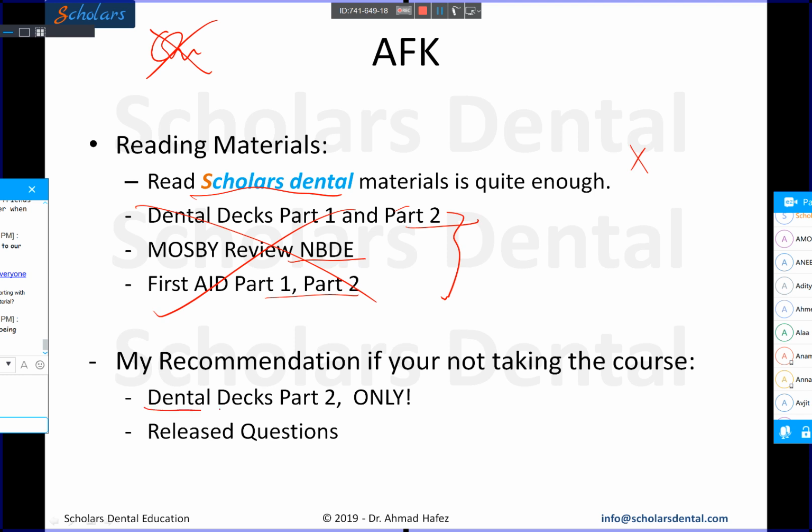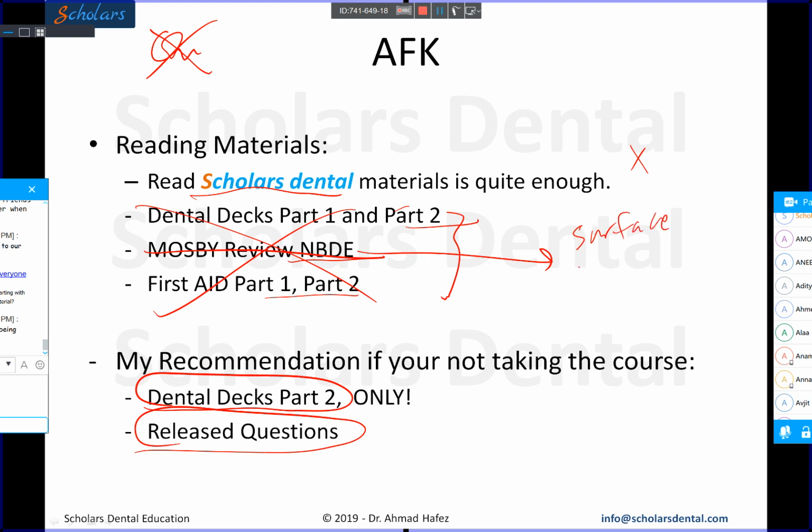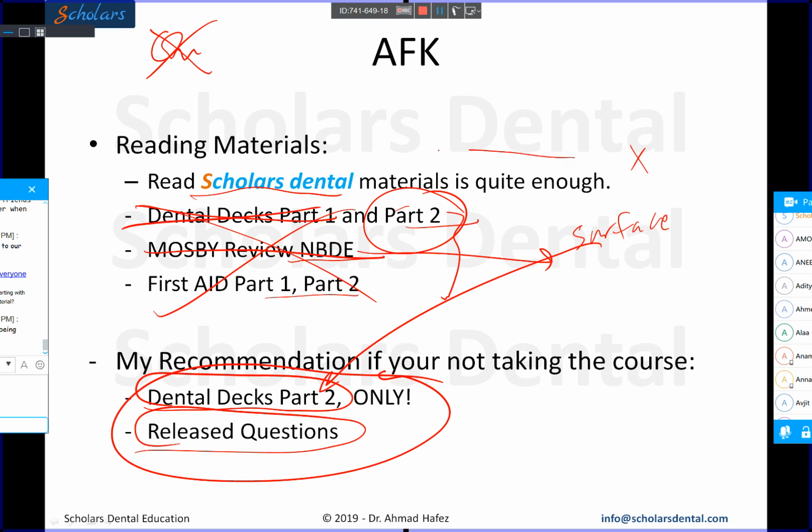my recommendation would be do Dental Decks Part 2 only and do release questions. That's all. Okay? I don't like Mosby because the way Mosby explains things is kind of surface, superficial, and also it's just not deep enough. Okay, you have a lot more info in the Dental Decks Part 2. Don't do Dental Decks Part 1 if you're doing the Canadian exam because it's very minimal. Okay, most of the things are in Part 2. Okay, so this is what I recommend if you're not taking a course. However, if you're taking a course, I'm going to give you a little tutorial of our material.